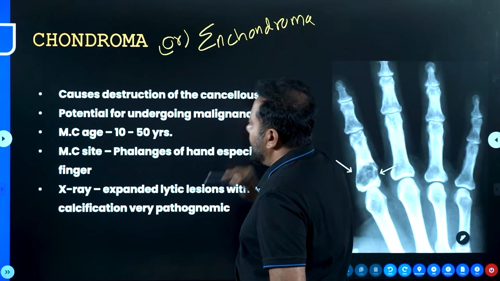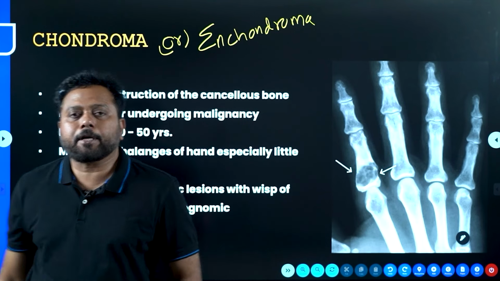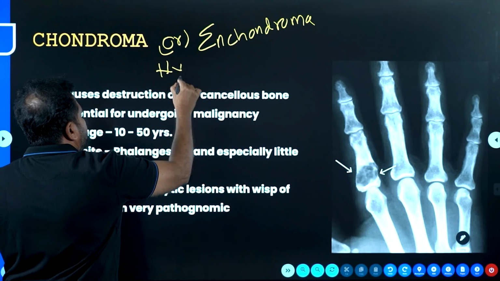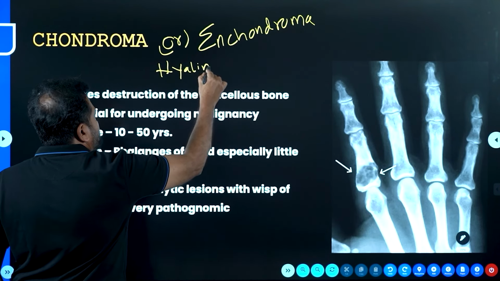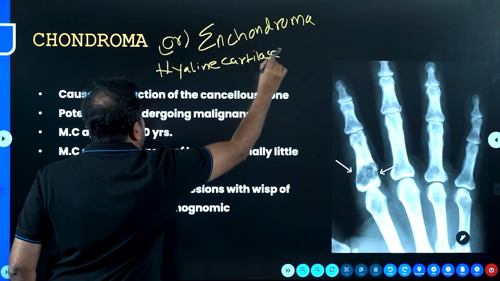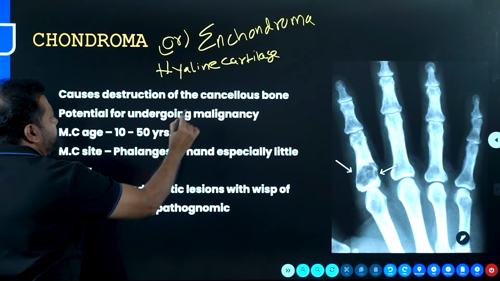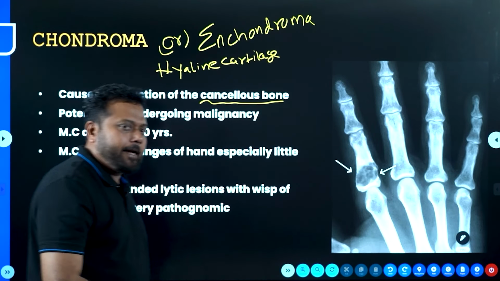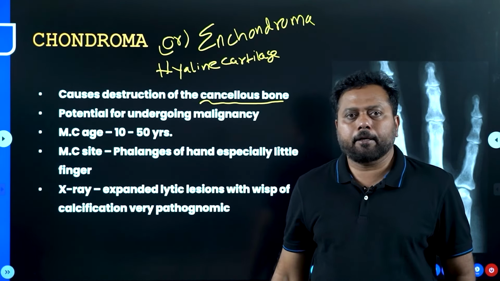Enchondroma. This is a benign tumor which arises from the hyaline cartilage. It causes destruction of the cancellous bone. That's why the name: en means inside, exo means outside.